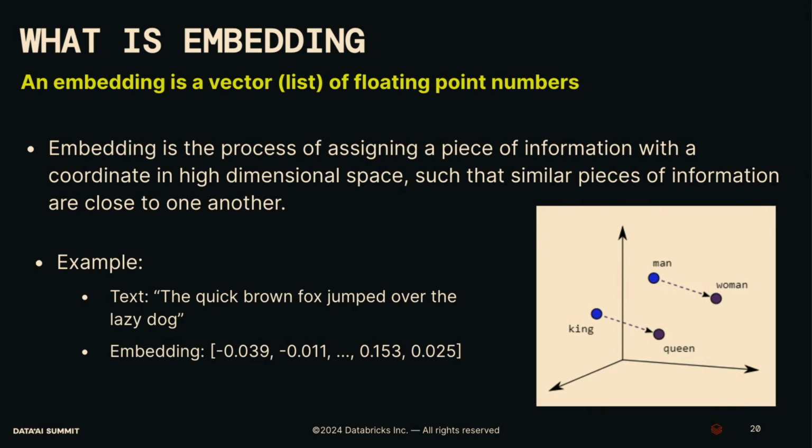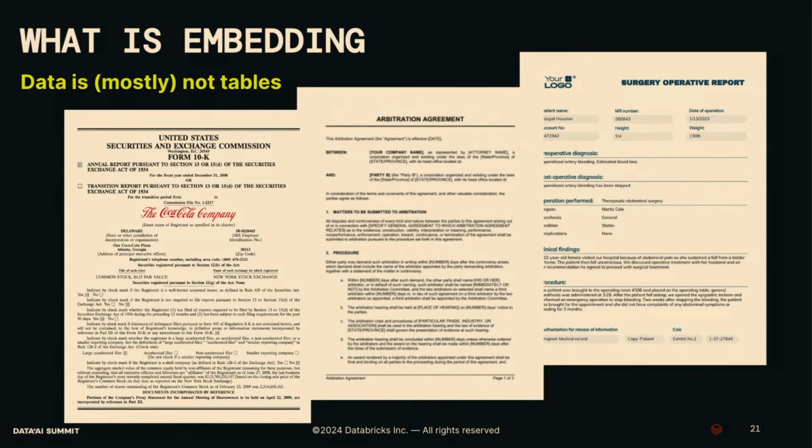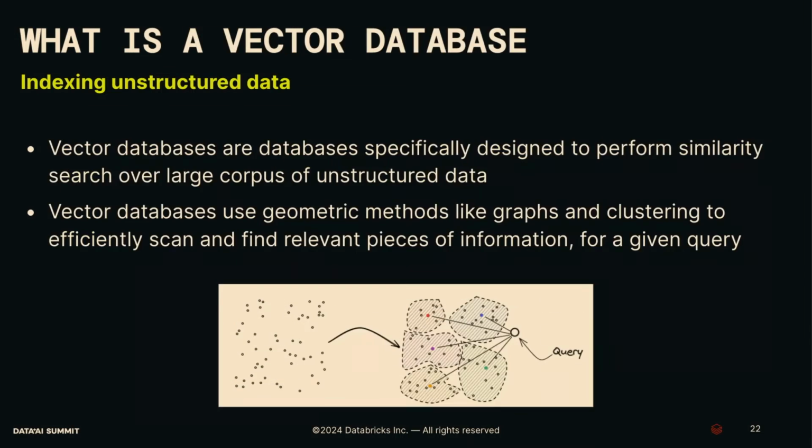Embedding, if you don't know, is basically just a way to take unstructured information and assign it a coordinate in a high-dimensional space, okay? And why does it matter? It matters because information in the real world looks like this, right? So a medical form, a legal document, a 10K of a company. This is what information is, right? It's not all tables. It's mostly no tables. And then a vector database is a type of database that is designed to perform this kind of similarity search over large corpuses of unstructured data, right? And the way to do it is using geometric methods like clustering or graph to efficiently scan the space, okay? It's a scaling problem again.